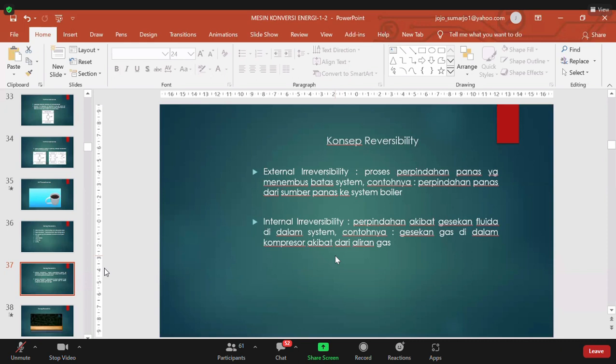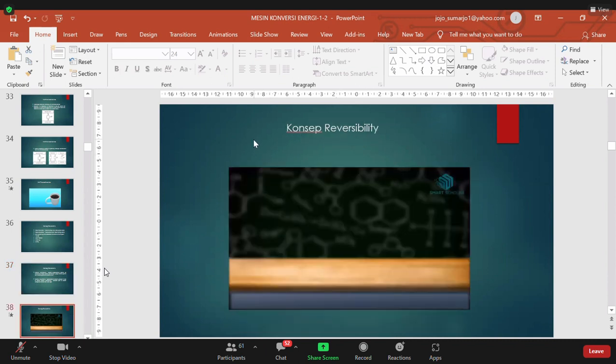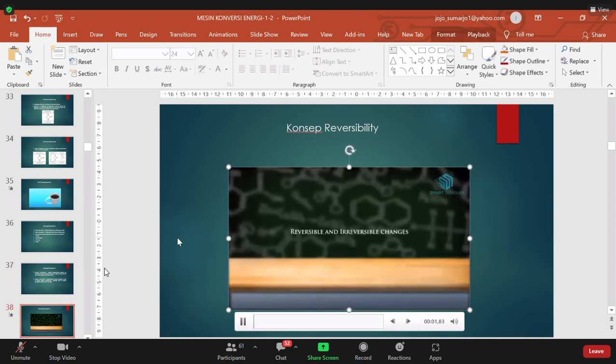Irreversible itu pasti memproduksi entropi ya. Pasti akan terjadi perpindahan panas. Nah, coba kita lihat konsep reversibility dulu ya. Kalau irreversible udah jelas ya, tidak bisa dibalikin. Ini proses yang reversible, yang mampu balik. Seperti ini. Anda perhatikan videonya.